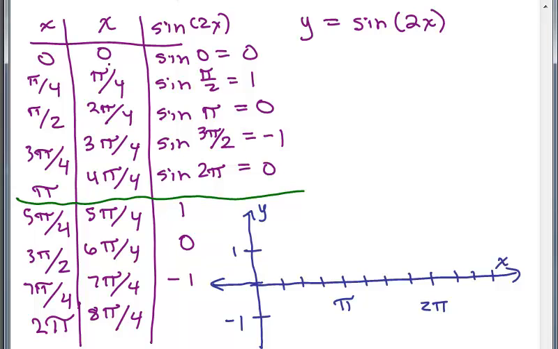So remember, I've got 0, 0. I've got pi over 4, 1. So remember, I've done each of these as pi over 4 units, okay? All the increments on the x-axis. So pi over 4, 1. Pi over 2, 0. Pi over 2, I could think of as 2 pi over 4, right? If you want to count 2 places over, that's 2 pi over 4, 0. And then 3 pi over 4 is down at -1. And pi is 0.